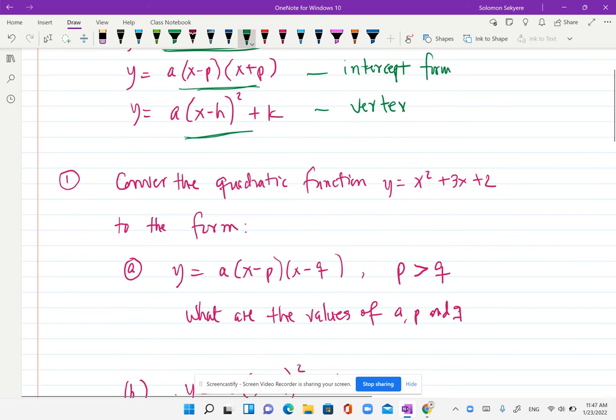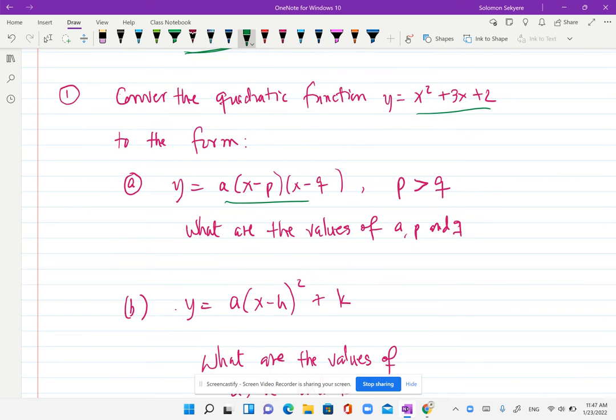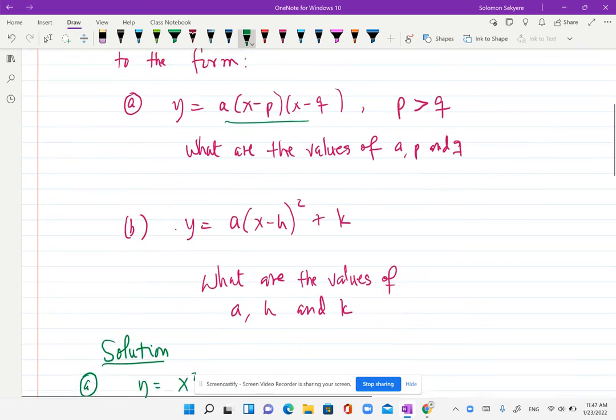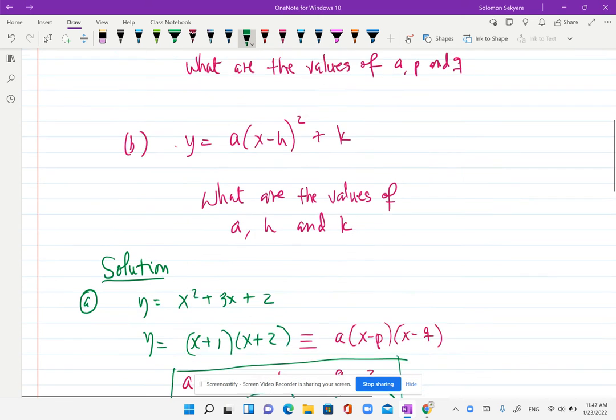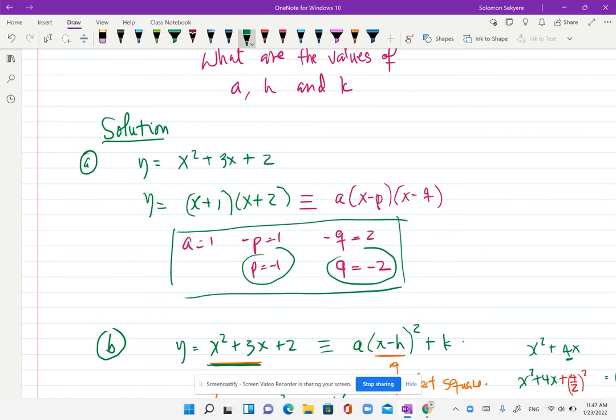Okay, so we have this quadratic function, and we've been asked to convert it to this form where p is greater than q, and also state the values of a, p, and q. And then also to convert it to the vertex form. Okay, how do we do this? This one is a standard one that you've been doing. So from the standard form to the intercept form, you just find the factors of what?